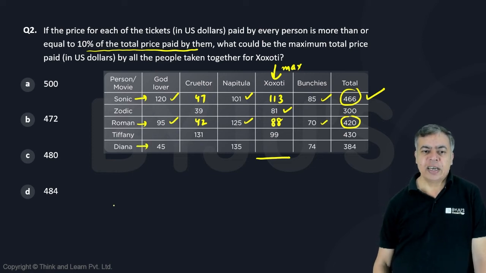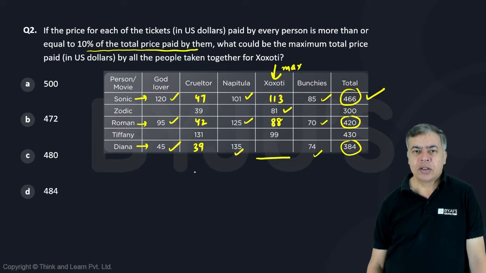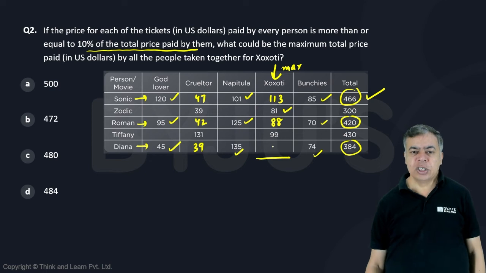Okay, let's say for D, 384 is the total. 45, 135, 180, 180. Now 384 minus 180 is 204. 204 minus 74 is 130. So here if I take 39, the minimum 39, then 130 minus 39, so it should be 91.